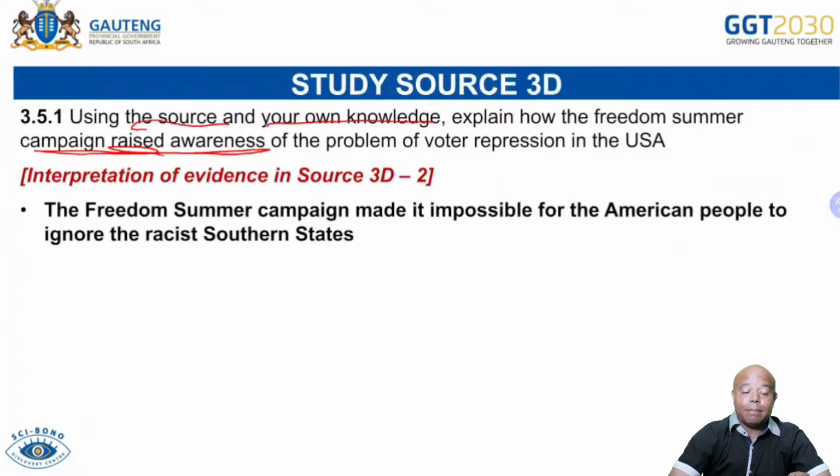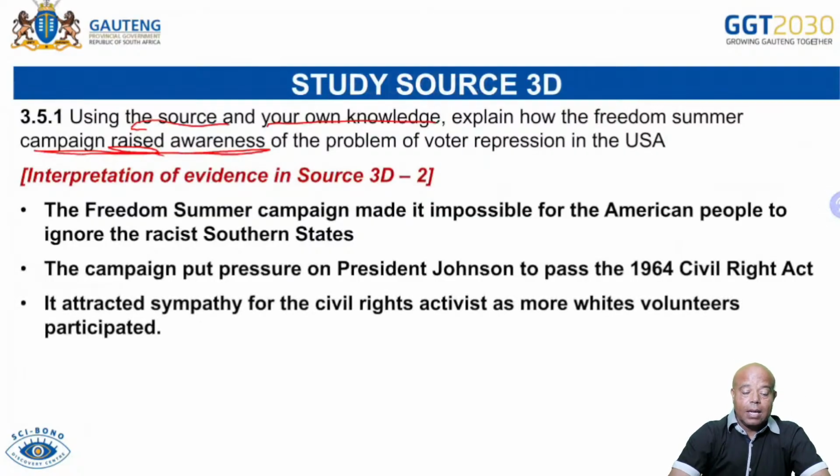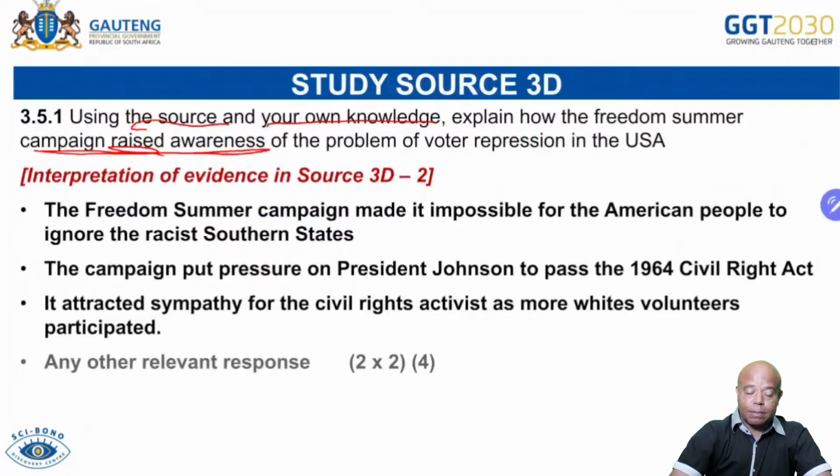The Freedom Summer campaign made it impossible. So this is awareness, it's telling us. The Freedom Summer campaign made it impossible for American people to ignore the racist southern states. The campaign put pressure on President Johnson to pass the 1964 Civil Rights Act. Remember, I said there's an act that Lyndon Johnson signed in 1964. It attracted sympathy for the civil rights activists as more white volunteers participated.